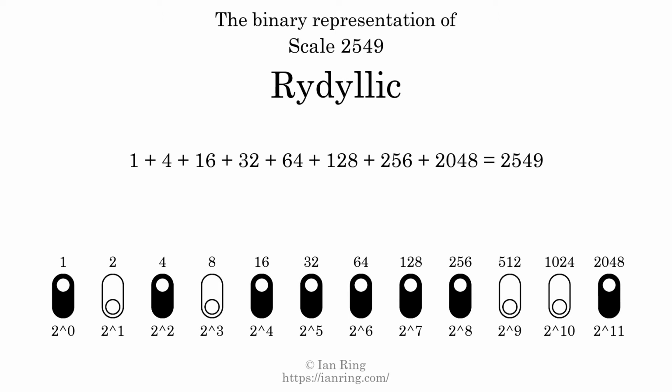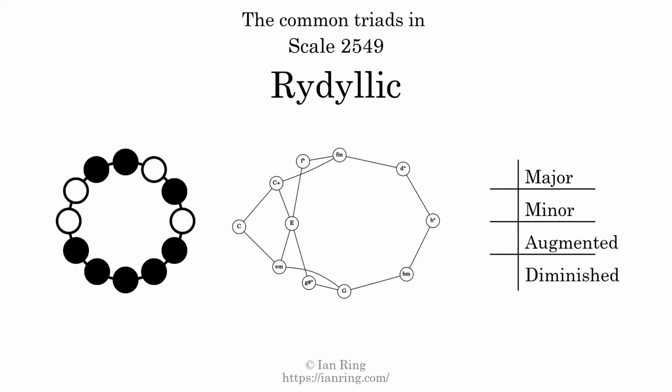2549. The scale number not only enumerates the scale with a unique index, but it also literally describes the tonal content of the scale. Represented as a binary number in base 2, the scale number is 1001111010101. Here are the common triads present in this scale.